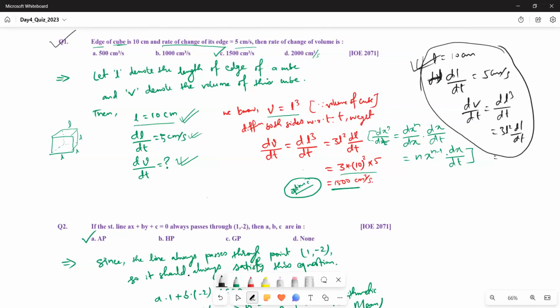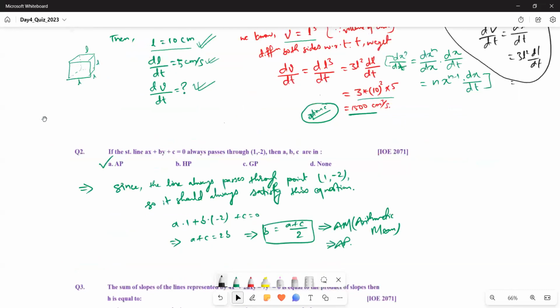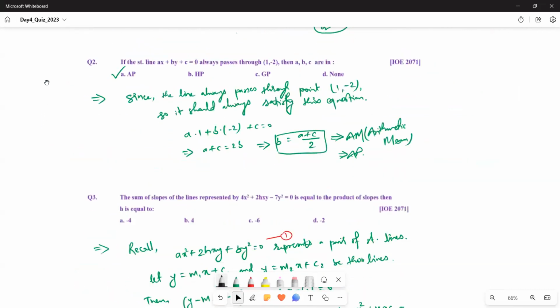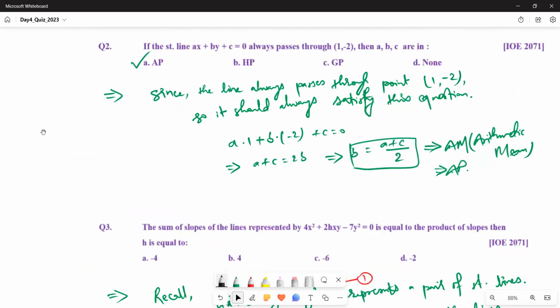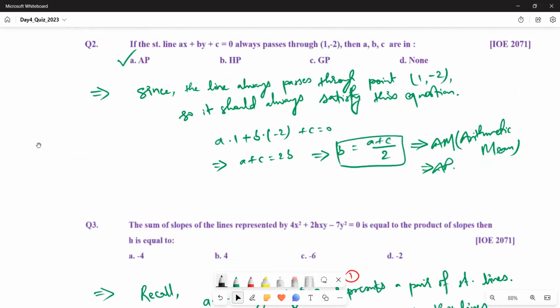Now let's move ahead to question number 2. Okay. So let me read this question. If the straight line ax plus by plus c equal to 0 always passes through the point (1, minus 2), then a, b, c are in.